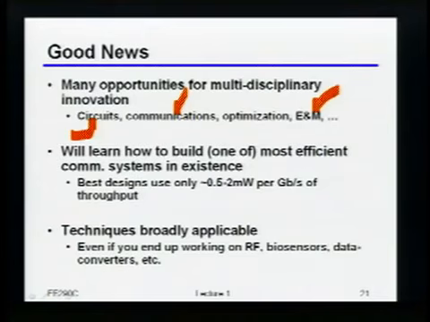Okay? So the take-home message here is that, at least in my opinion, what we'll really be doing in this class is learning how to build at least one of the most efficient communication systems that is in existence. And just to give you some numbers to back that up, the best designs today are dissipating only on the order of about 0.5 to 2 milliwatts per gigabit per second of throughput.